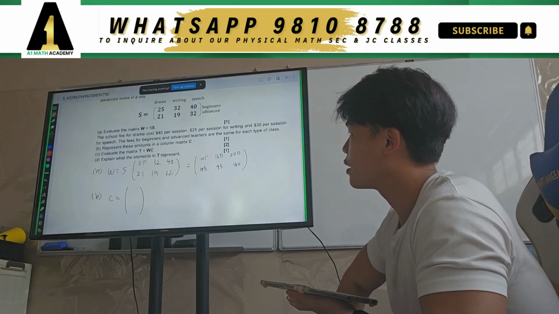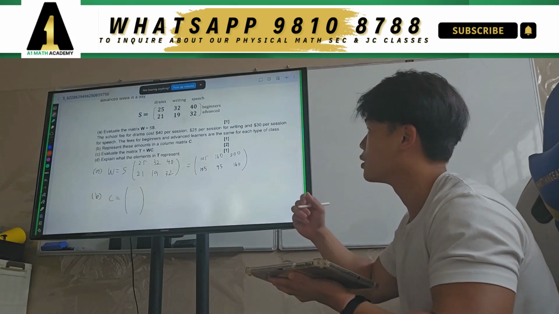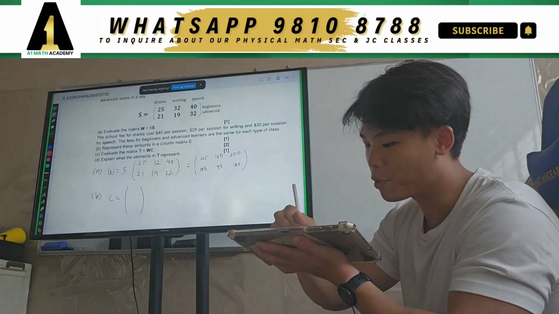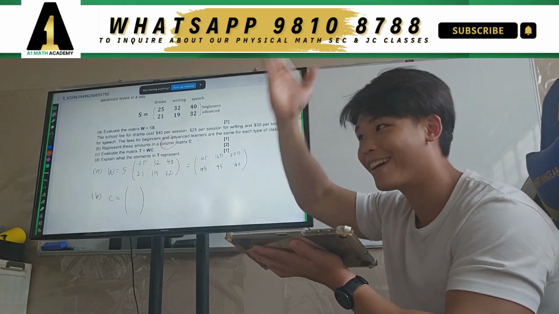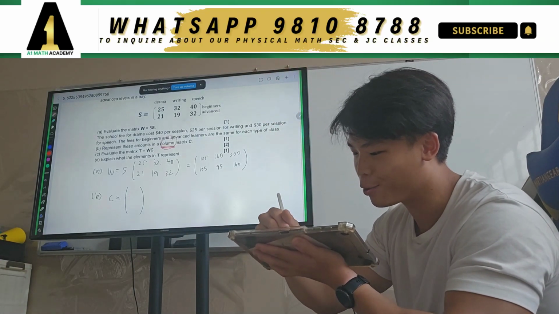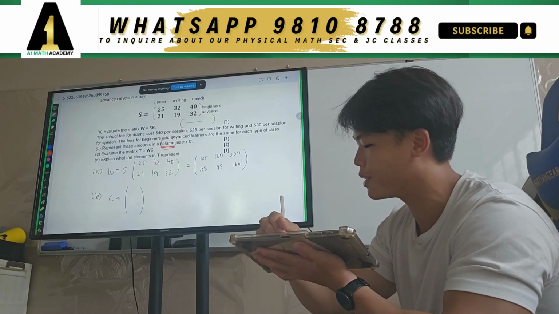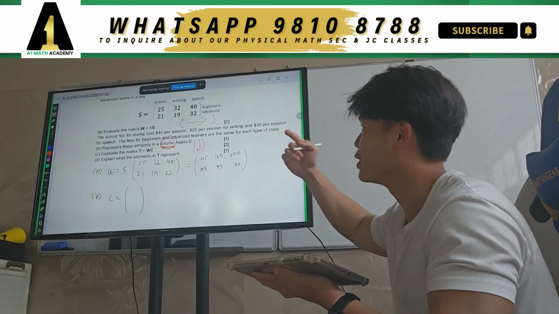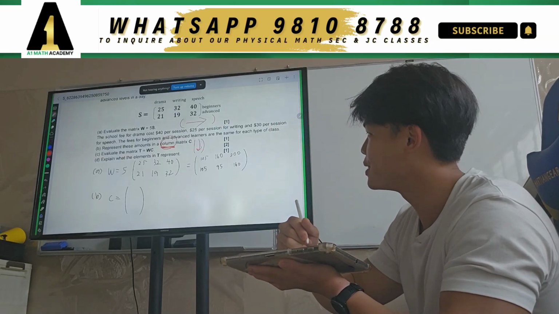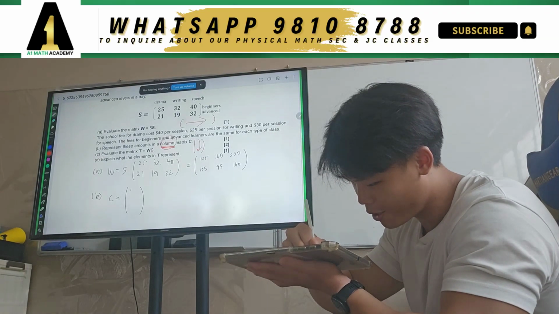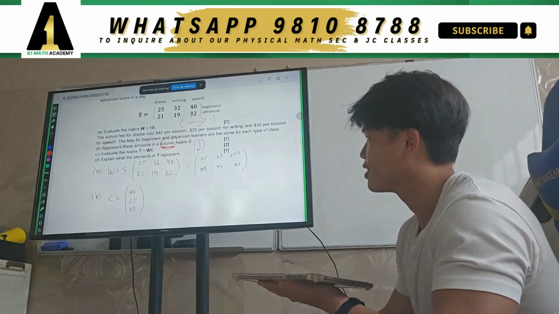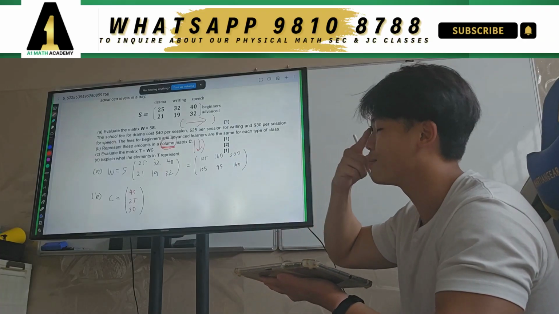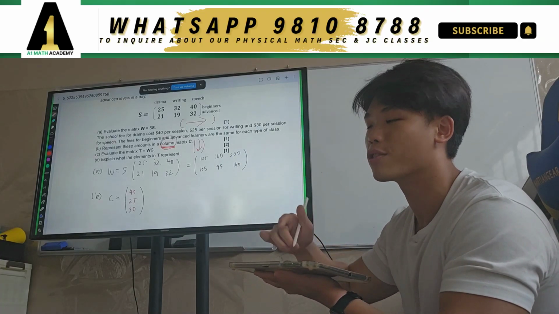Okay, the next one. We got $40, $25, $30. And then we must represent in column matrix C. So column matrix means what? You see column, right? You don't go and write this way. It's not sideways. It's vertically downwards. So we just write 40, 25, 30. That means C equals 40, 25, 30. Finish. Then that is part B already. But the trick is the column matrix. A lot of people write it as a row matrix.